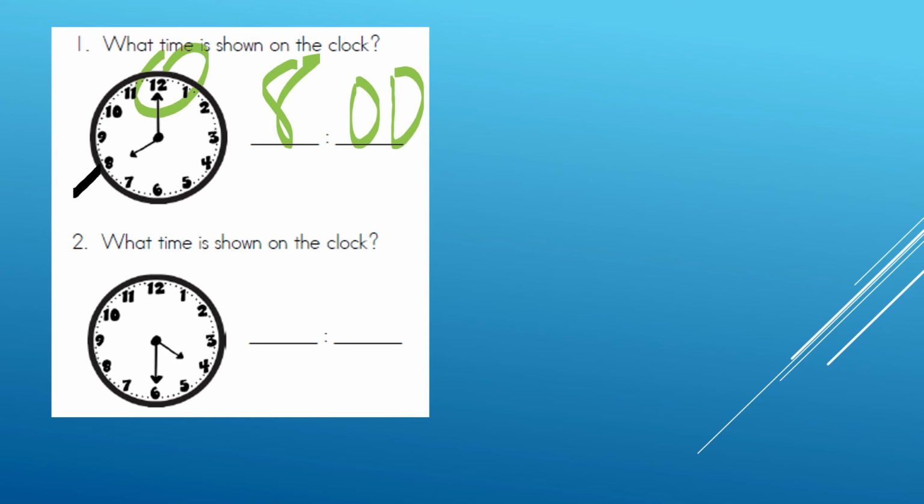What time is shown on the clock? So I have my hour hand here, and it looks to be in between these two, but it's not yet at 5. So I know it's 4 o'clock. And then if I start here, up at the top, and I count 5, 10, 15, 20, 25, 30. So it's 4:30.